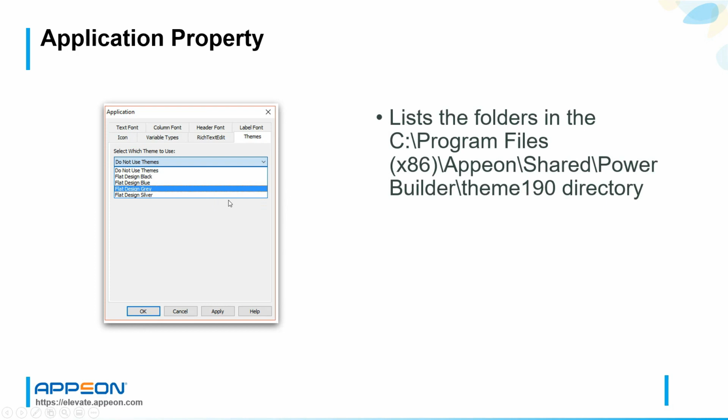So this is how you can set it in the application property. This is a list of folders that you find in the Program Files Appeon Shared PowerBuilder theme 190 directory. So if you create your own themes, you can create a folder for them in that same directory. And that's what I did here, and that makes it appear on the dialog, so you can actually see my theme as well.